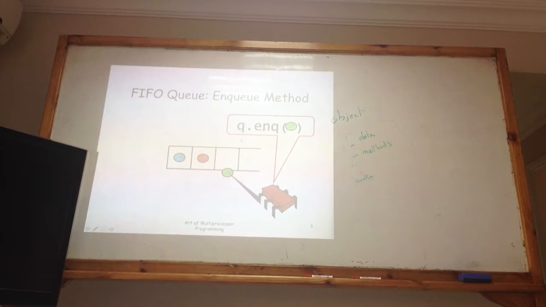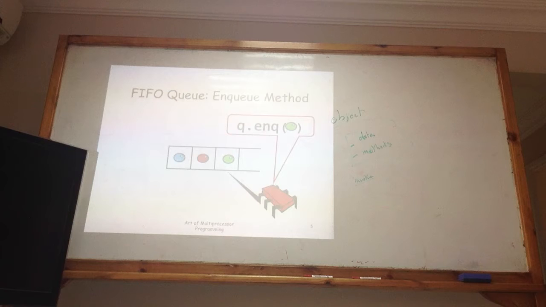Q is the name of the object. This is the notation you use: dot, and then you write the name of the method you want to invoke, like in Java or in C. And this is your parameter. Your parameter here is another object, and you want to enqueue this green object into the queue. So your queue now has two elements. When you make this operation, you insert this green object into this empty place in the queue.